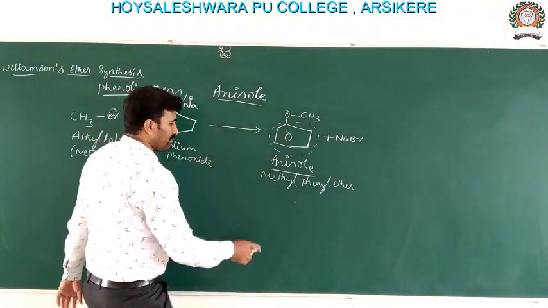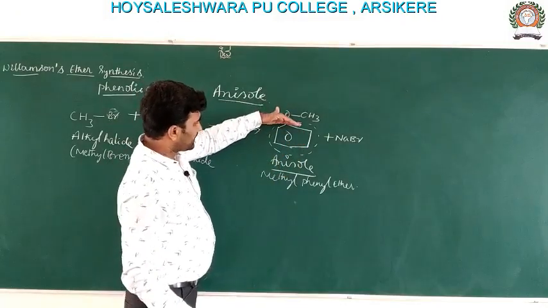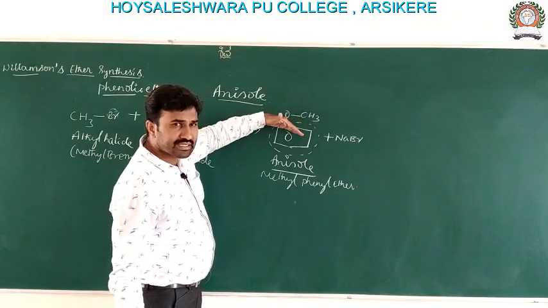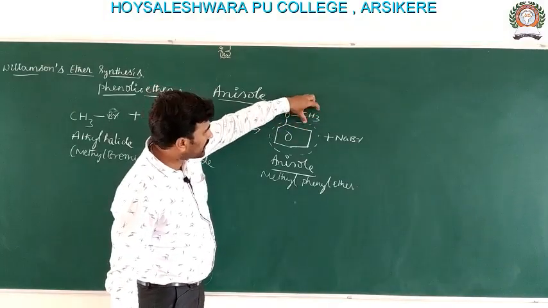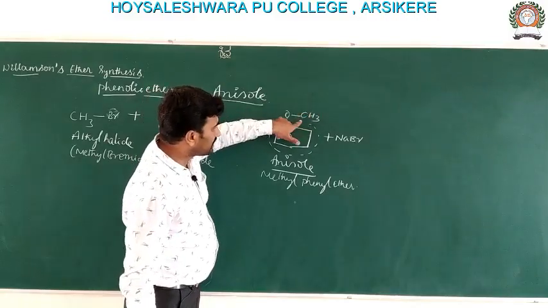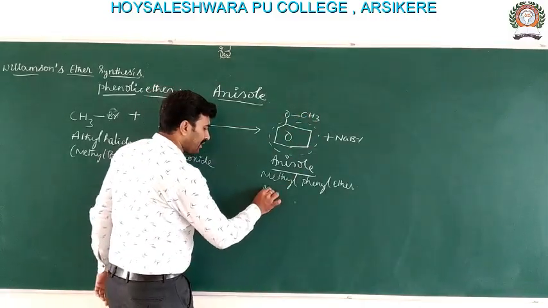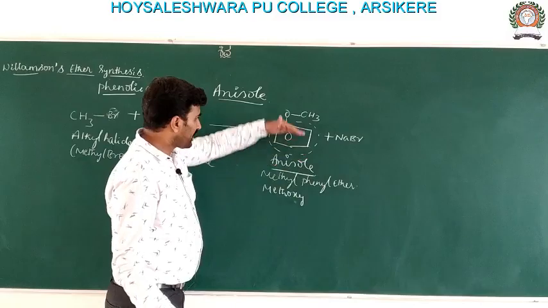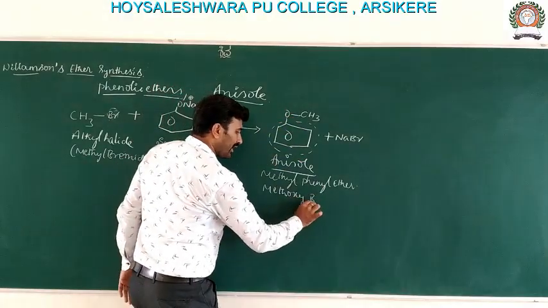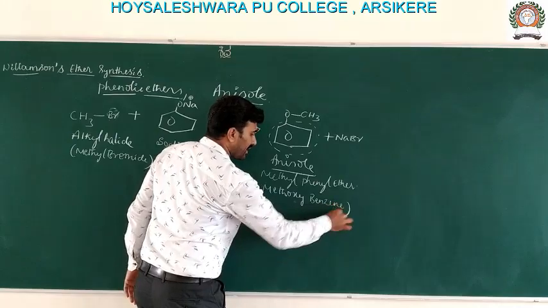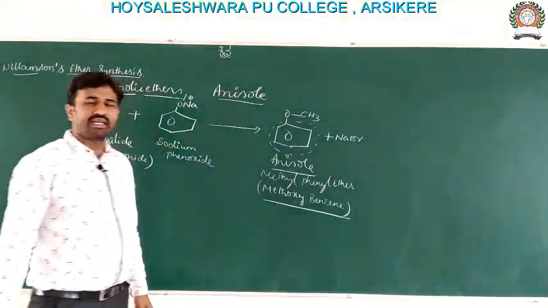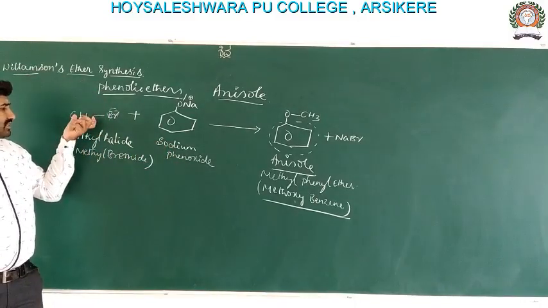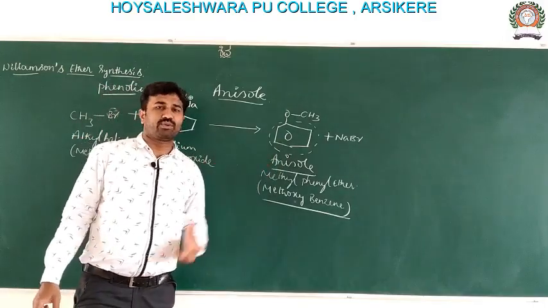What is the IUPAC name for this compound? The phenyl is the larger group and the methyl group is the smaller group. We choose benzene as the parent hydrocarbon and introduce alkoxy for the methyl group. The small group is methyl, therefore methoxy, and the larger group is benzene. So the IUPAC name is methoxybenzene. Sodium phenoxide upon reacting with methyl bromide forms anisole.